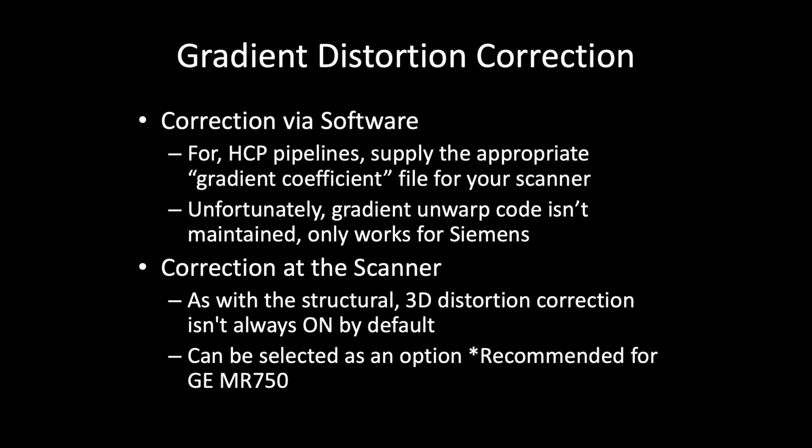Now, somebody did write a script that will convert the GE over. However, that script has disappeared. It's no longer available on GitHub, and although the HCP scripts will say, oh yes, we can do distortion correction for GE, it's not really the case because we can't provide it with the right file format for them to actually do what we need to do. But there is a way around it for us. We can actually choose to do the correction at the scanner, which seems to help.